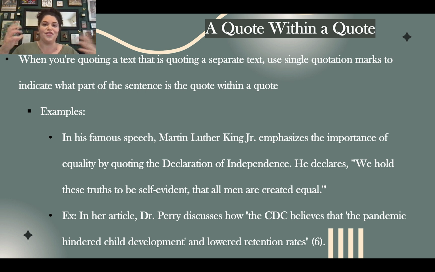because it's not a quote within a quote. That is what Dr. Perry is quoting. But because we are quoting something that Dr. Perry is quoting, we have to add those single quotation marks. We add the double quotation marks, the normal ones, around what Dr. Perry said in her article, and then we add the single quotation marks in the middle to indicate the part of this quote that was already being quoted in the original source. Again, I know that's probably confusing.